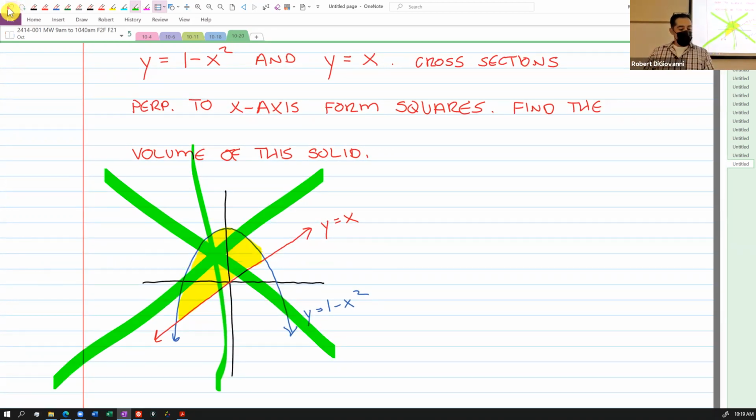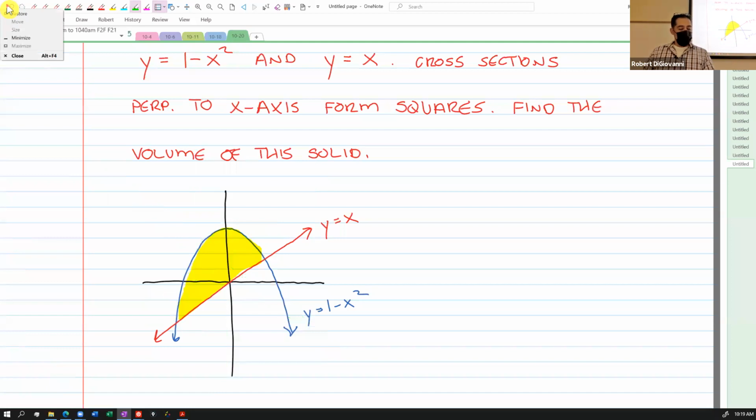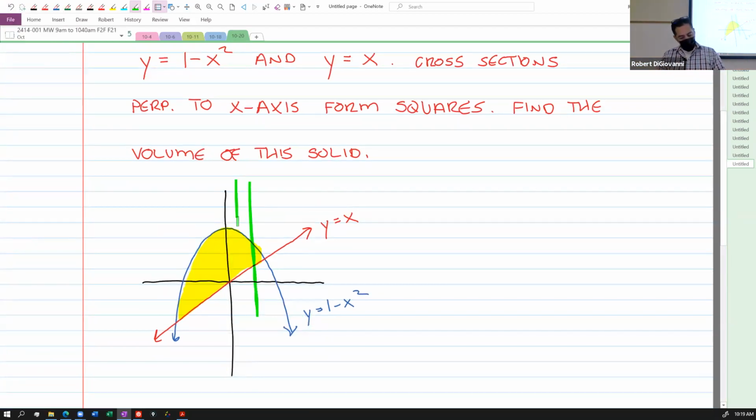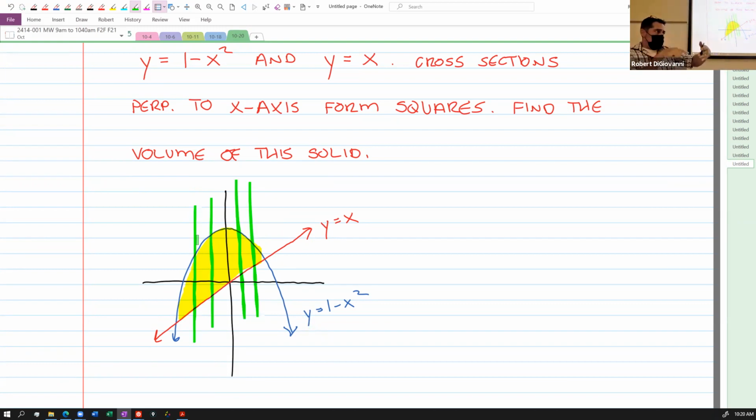But just to be sure you understand what's going on here, if you take a cut perpendicular to the x-axis, that means a cut here, or a cut here, or a cut here. As long as your cut is perpendicular to the x-axis, that cross section that you get when you peel it open up should form a square.